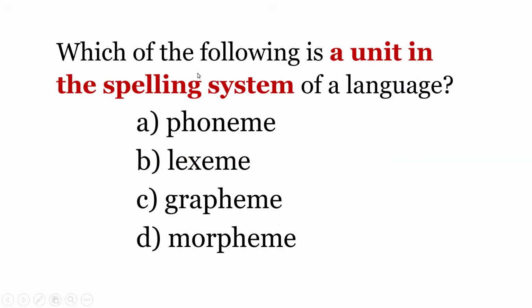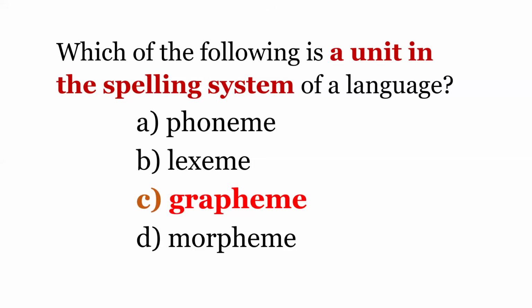Next, which of the following is a unit in the spelling system of a language? Option A, phoneme, B, lexeme, C, grapheme, D, morpheme. Please understand the question. This question is from linguistics. You have to point out which of the following units is related to the spelling system or the writing system of a language. So I think you can eliminate option A, phoneme, something with sound. Will you be able to eliminate the other options?